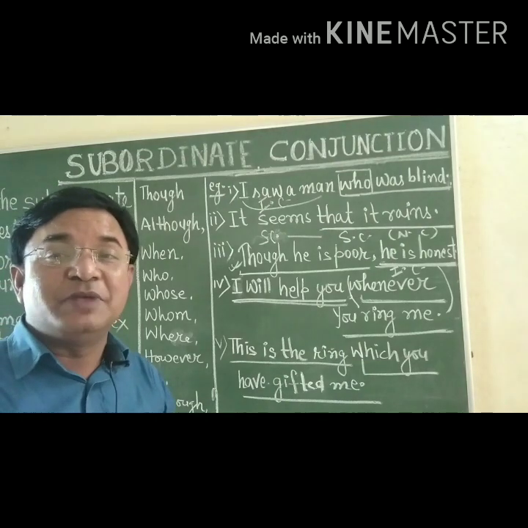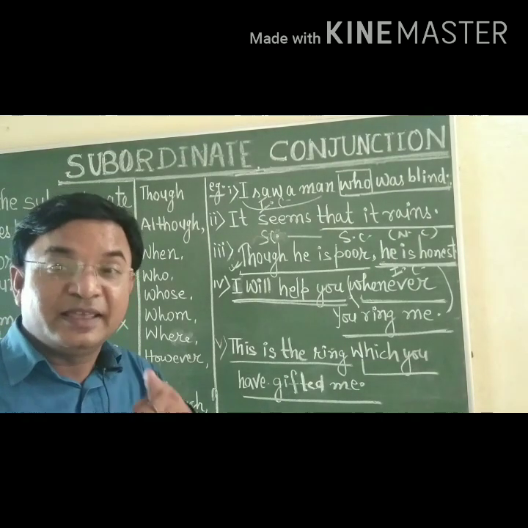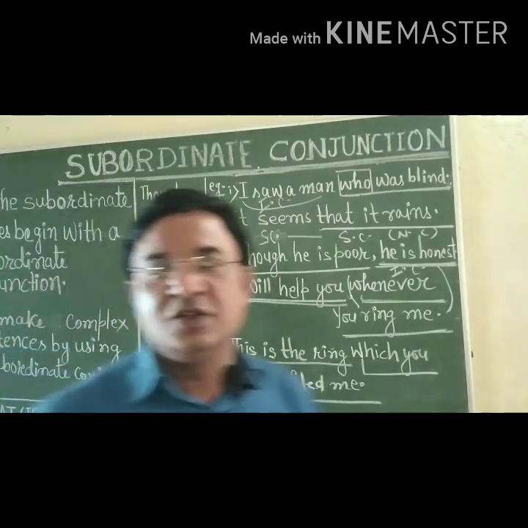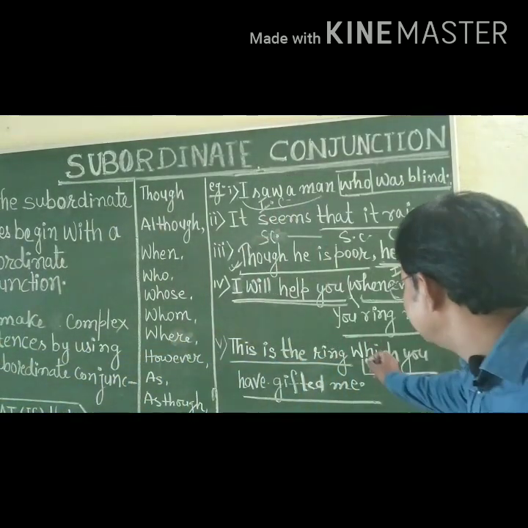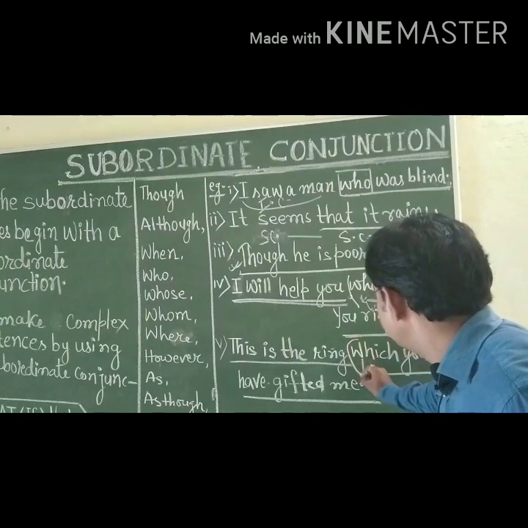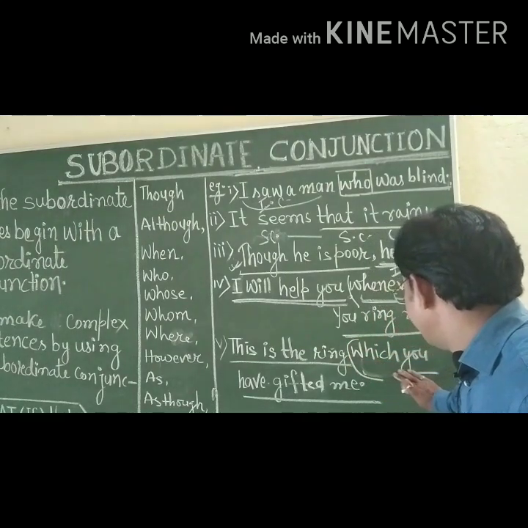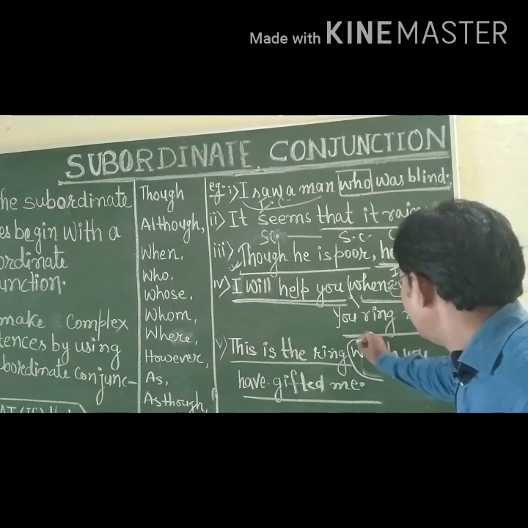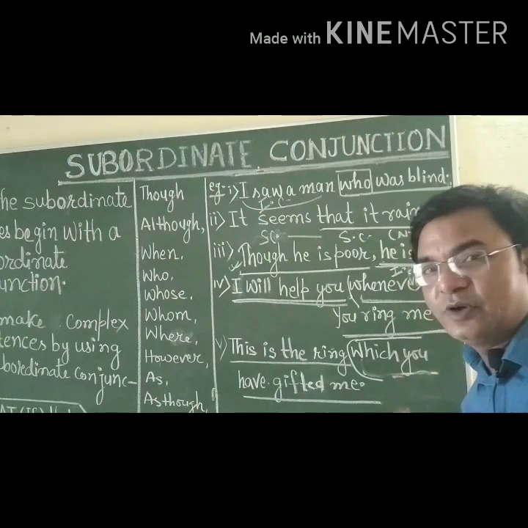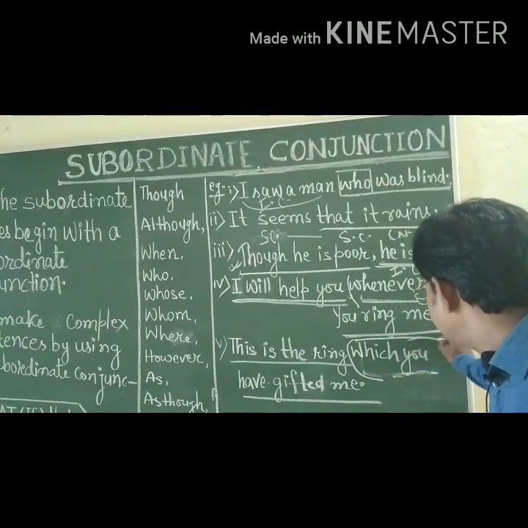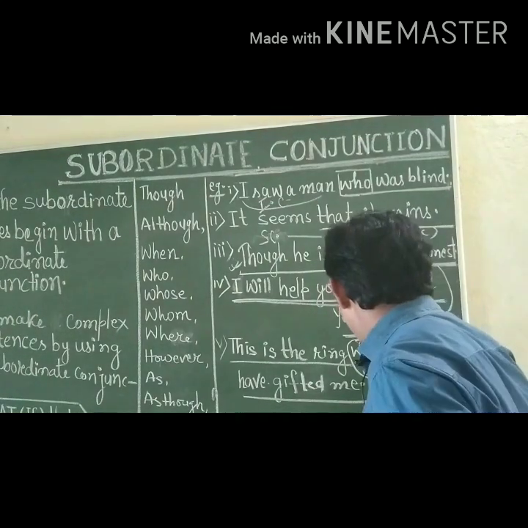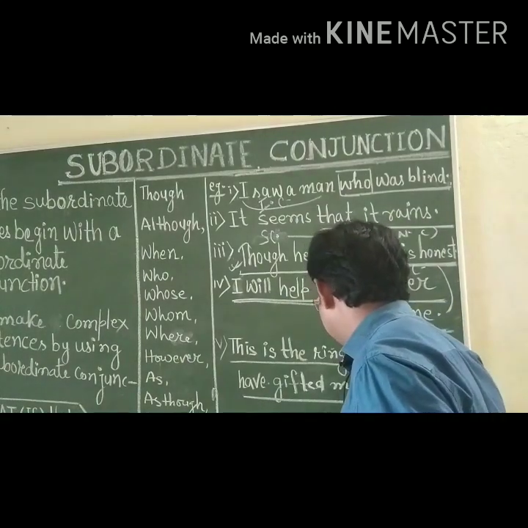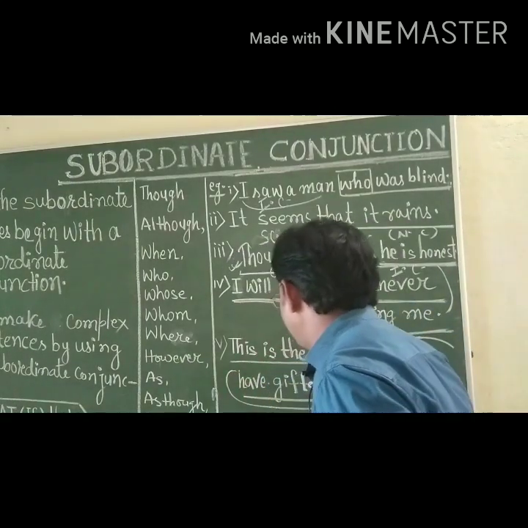For this purpose, you will have to identify what? Yes, subordinate conjunction. So you are finding the subordinate conjunction, what? "Which". So "which" is your subordinate conjunction. Okay, children? And from here, "which you have gifted me" is your subordinate clause.